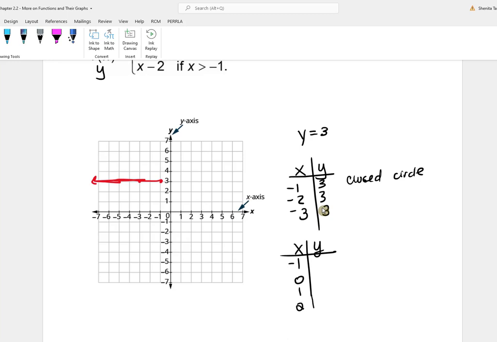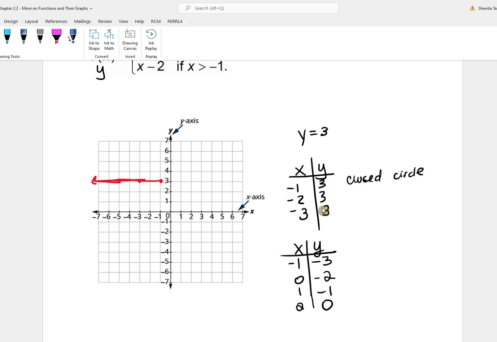When I plug negative 1 back into the equation, I get negative 1 minus 2, which is negative 3. When I plug 0 back in, I get negative 2. When I plug 1 in, I get negative 1. And when I plug 2 in, I get 0.